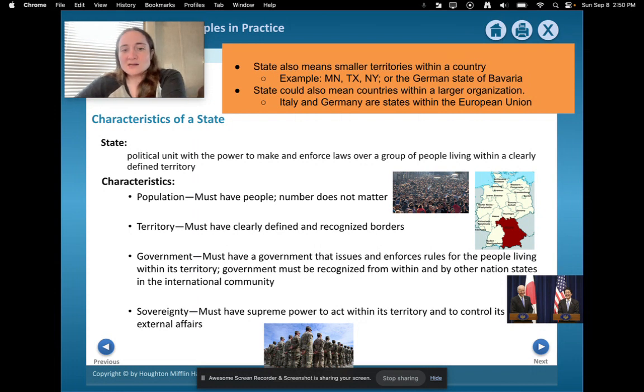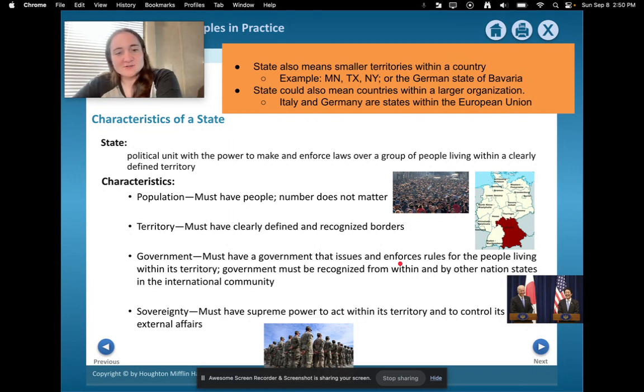The state must have a government that issues and enforces rules for the people living within its territory. Government must be recognized from within and by other nation states in the international community. So that's a really big one. You can't just declare yourself a state. You need others to recognize you. So, for example, with Japan and the United States, you can see both the leaders are here recognizing each other, doing like a press conference or something. I don't know.